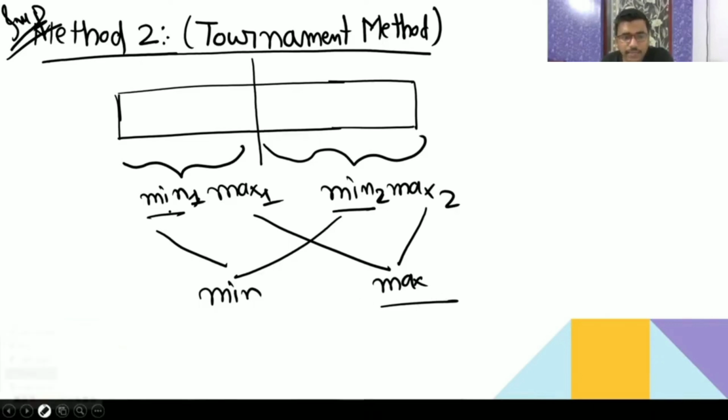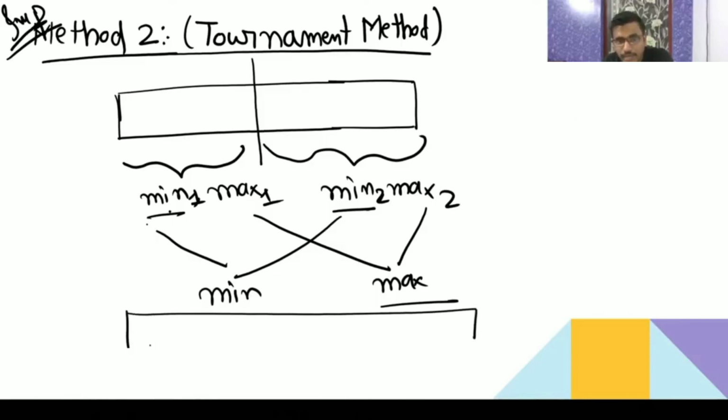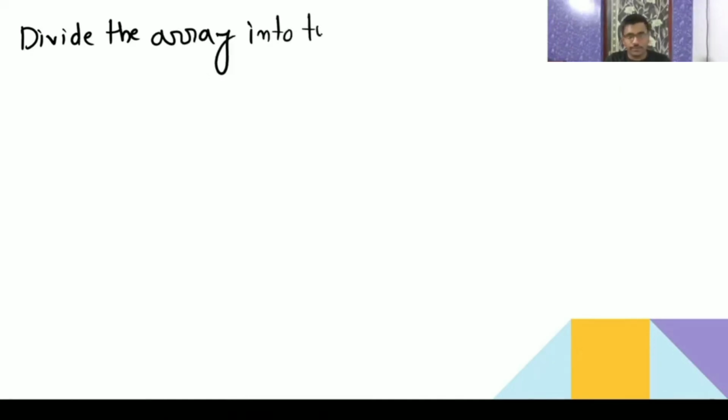So given an array, I will divide it into two halves, and in the first half I will try to find the min and max, and in the second half I will try to find the min and max. Then I will check between the two halves which is the actual minimum of the full array, and the maximum of the full array. Understood? This method says: divide the array into two parts.